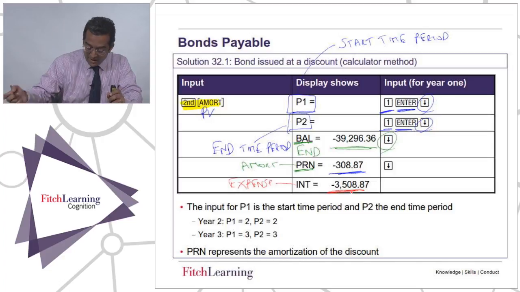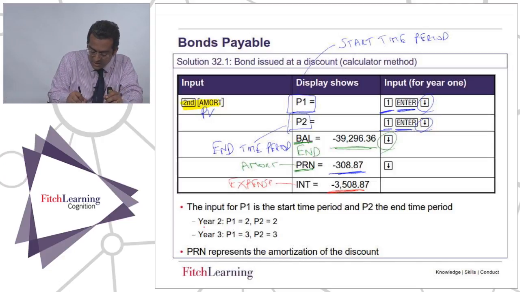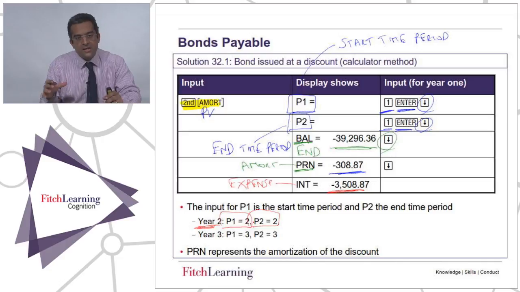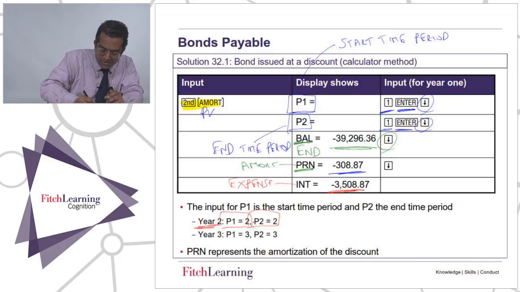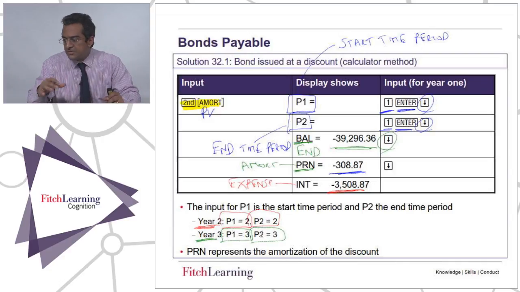Now, if I amend or adjust my P1s and P2s for year 2, I basically have to set both P1 and P2 to equal 2. So I go from the start to the end of year 2. If I want to do year 3, no surprise, I set P1 to 3 and P2 to 3. So analysing from the start to the end of year 3.